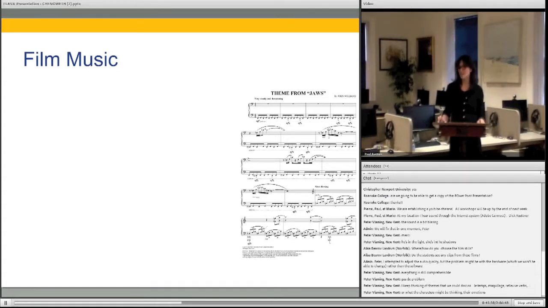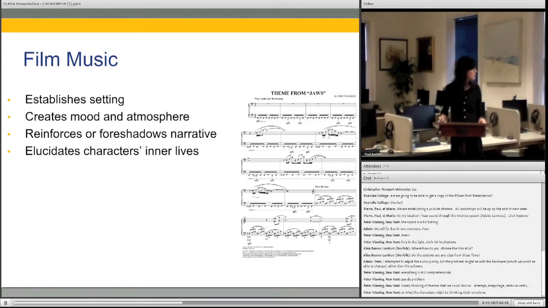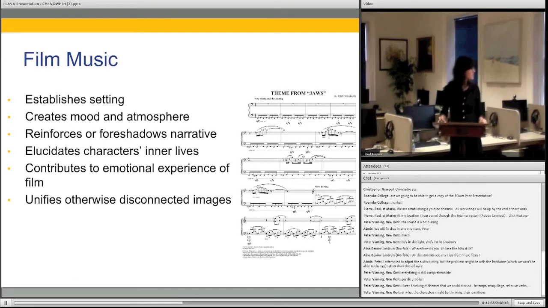Yeah, the personality gives us a sense of the interior life of the characters. Right. Establishing setting, mood and atmosphere. You've evoked almost all of these. Interacts with narrative by reinforcing or foreshadowing it. Inner lives or emotions of characters, contributes to our emotional experience of the film, unifies otherwise disconnected images, right?